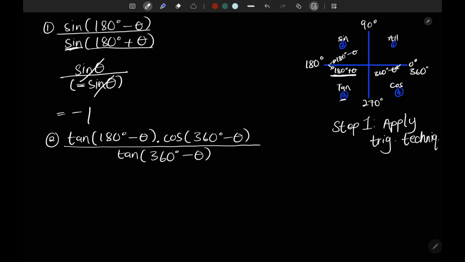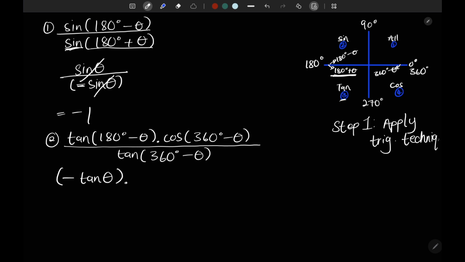We are dealing with the reduction formula. So tan of 180 degrees minus theta. Let's look for it on the case diagram. 180 degrees minus theta is there in the second quadrant. And in the second quadrant, tan is negative. So your answer should be negative tan theta in a bracket.